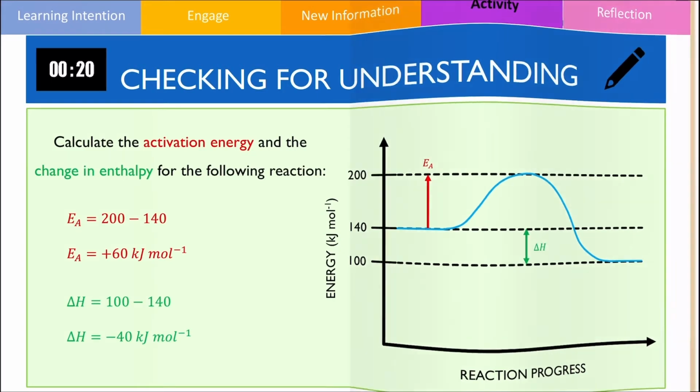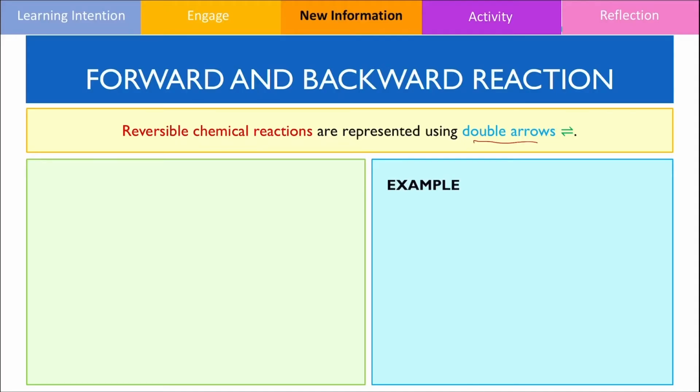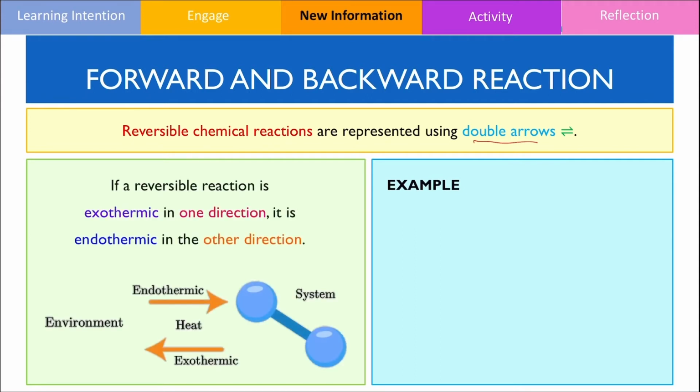In the next section of this video, I would like to talk about reversible reactions, which is a topic that also overlaps with chapter 8. In some chemical reactions, the reactions occur in one direction where the reactants are converted into products. However, in a reversible reaction, the products can also be converted back into reactants. To represent a reversible chemical reaction, double arrows are used in a chemical equation. If we know that the reaction is exothermic in one direction, this means that it will be endothermic in the opposite direction and vice versa.